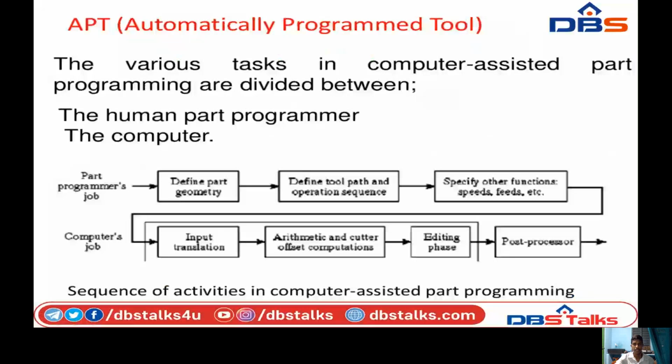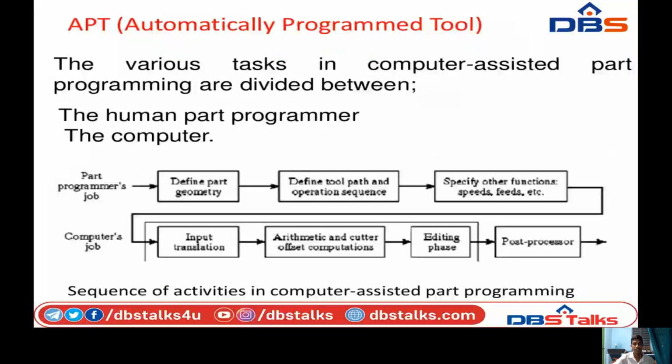After defining the part geometry, he will define the tool path: what is the position and direction of the tool, and the operation sequence. Operation sequence means following an order. First of all, we want to produce a part by following a sequence of operations. For example, first a drilling operation, then a milling operation, then a shaping operation. This is the operational sequence. Following means following a queue or a certain order. That is called operational sequence.